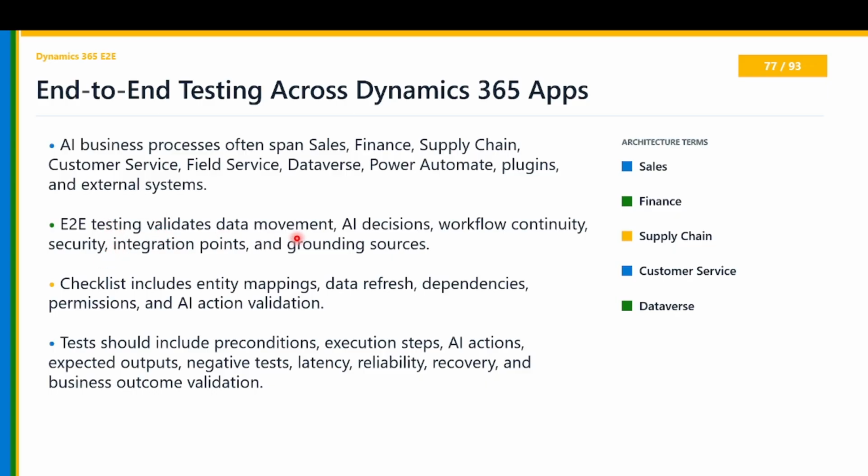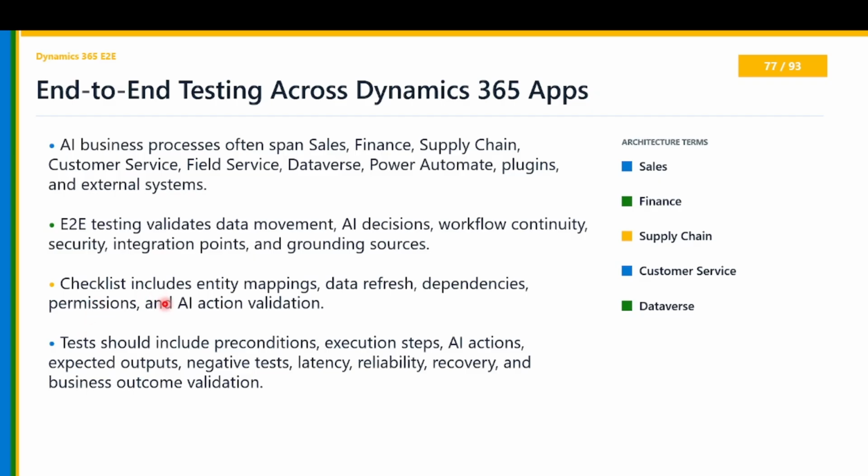End-to-end testing validates data movement, AI decision, workflow continuity, security, integration point, and grounded sources. So end-to-end testing validates every flow, everything that you are building and integrating with Dynamics 365. End-to-end testing covers the entire process and validates module by module. So for conducting an end-to-end testing, your checklist and entity mapping.